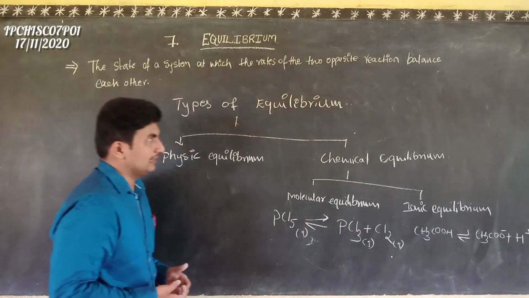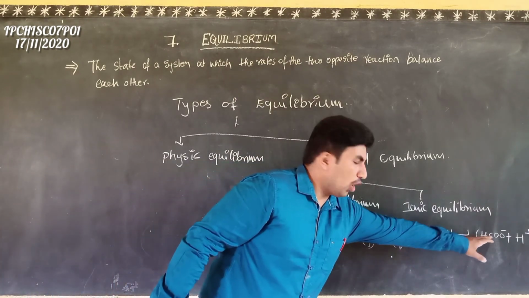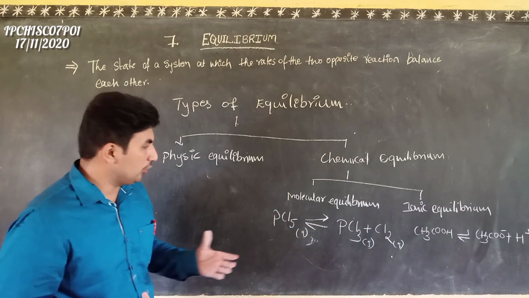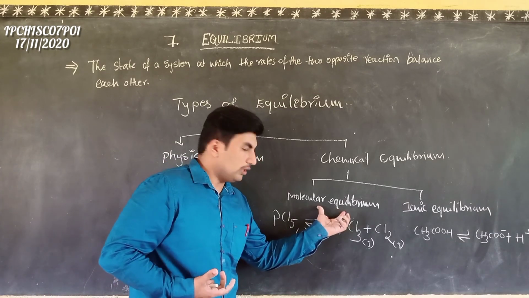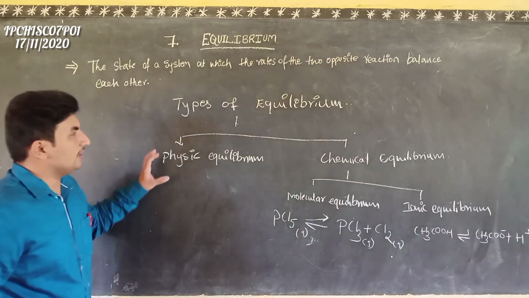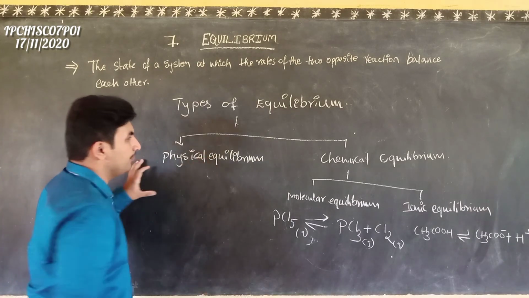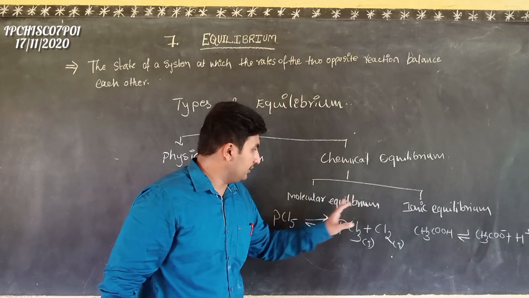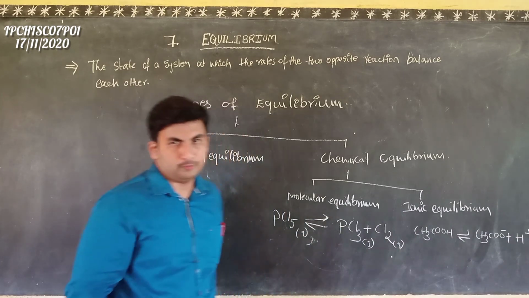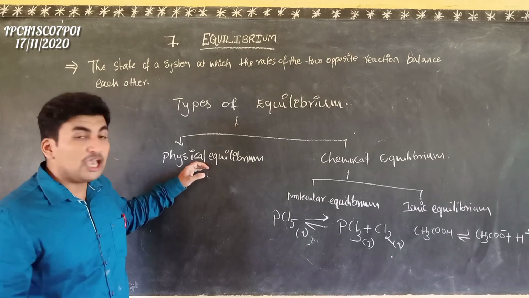The two processes are reactions balancing with each other. In this case, ions are the product. Here the molecules are the product. The species involved in this equilibrium are molecules. In ionic equilibrium, they are ions. So these are the two types of equilibrium. One is physical equilibrium and one more is chemical equilibrium. In that, molecular equilibrium and ionic equilibrium are the two types. Example, these two. Let us study first physical equilibrium and the types of physical equilibrium.